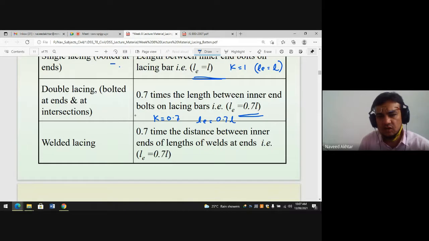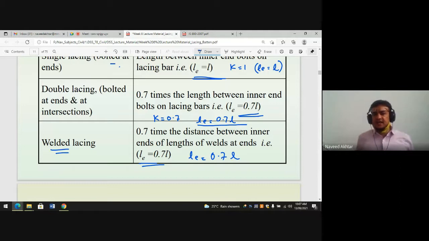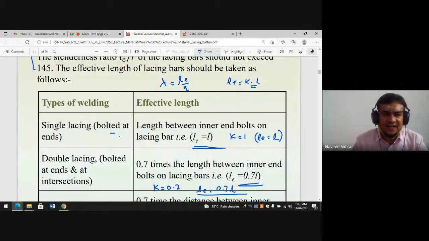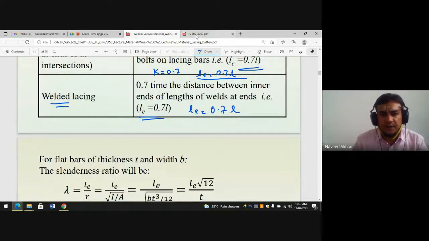0.7 L. Okay, similarly if there is welding in your lacing, at that time also your effective length Le is equal to 0.7 times L. So you understood how we have to find the effective length of the lacing bar, and based on that effective length you have to find out the slenderness ratio. Now the slenderness ratio Le upon r of the lacing bar should not exceed 145.